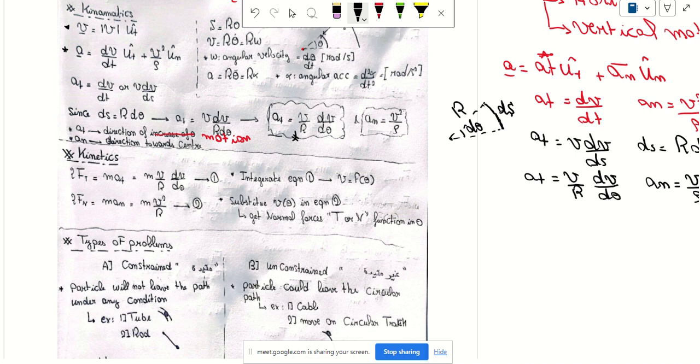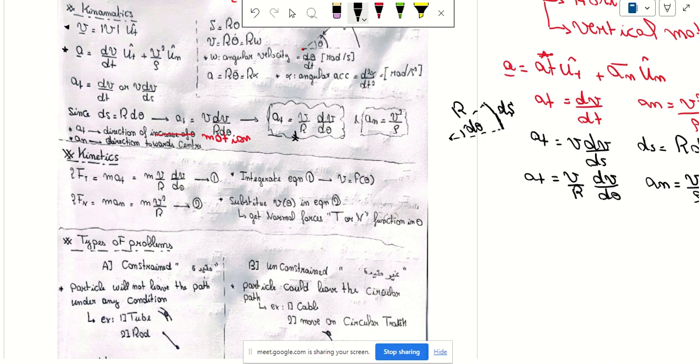The second one was the summation Fn, which will be equal to m a_n, and again it's equal to m v squared over r. We have said before why we are replacing rho with an r, and with this will be the second equation. So we have only two equations to solve. The steps are very simple and clear, and will be repetitive in all of our problems.